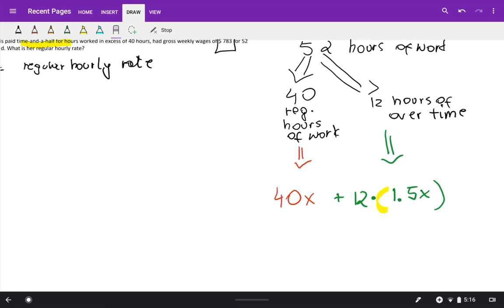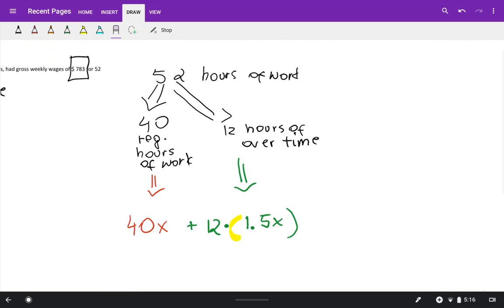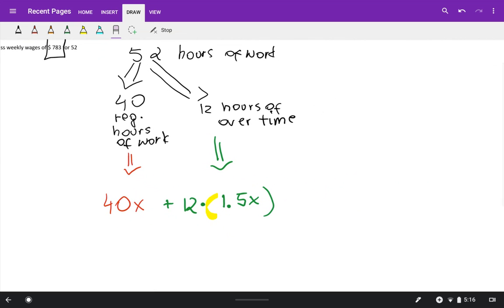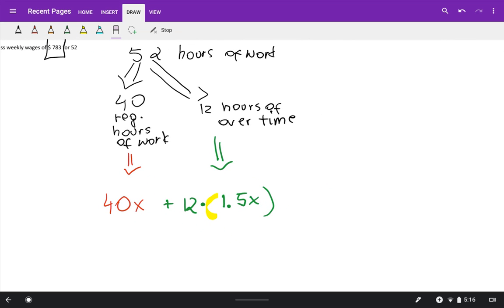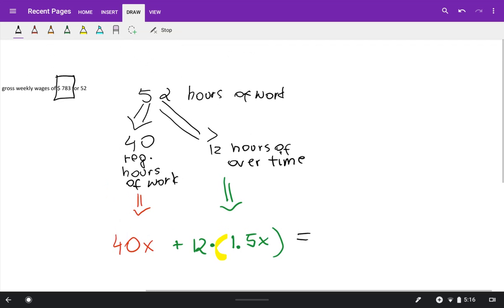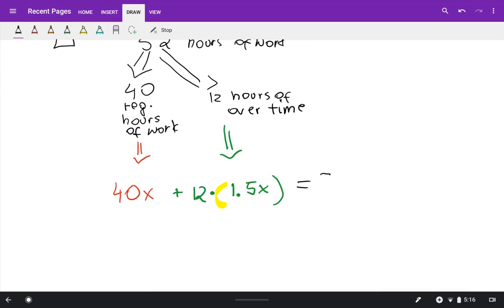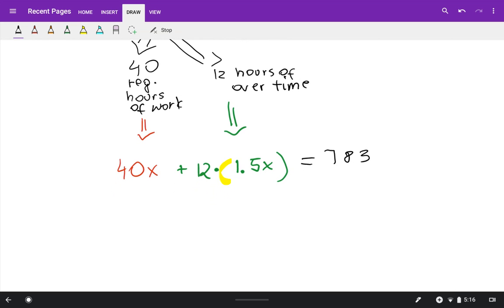So we know that she worked 52 hours. For those 52 hours, again, they're paying her for regular 40 hours, her regular rate, which is X, plus for those 12 hours of overtime, they're paying her time and a half of her regular rate. And we know that she made last week 783. And of course, we're not talking here about any tax deductions or anything like that. So now you need to solve this equation for X.